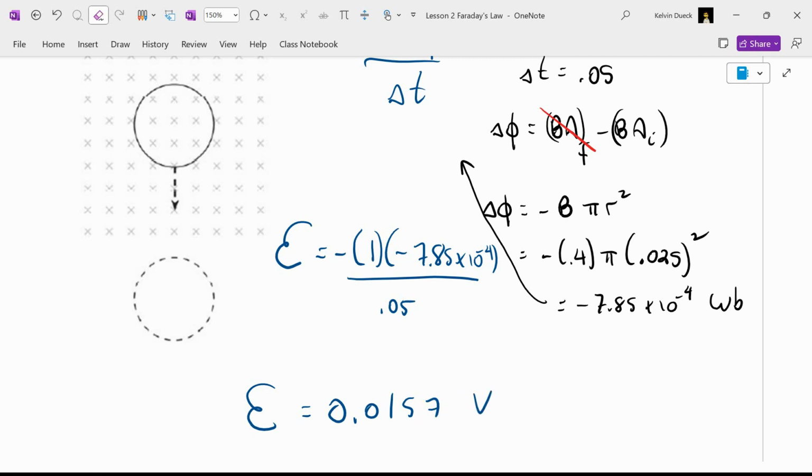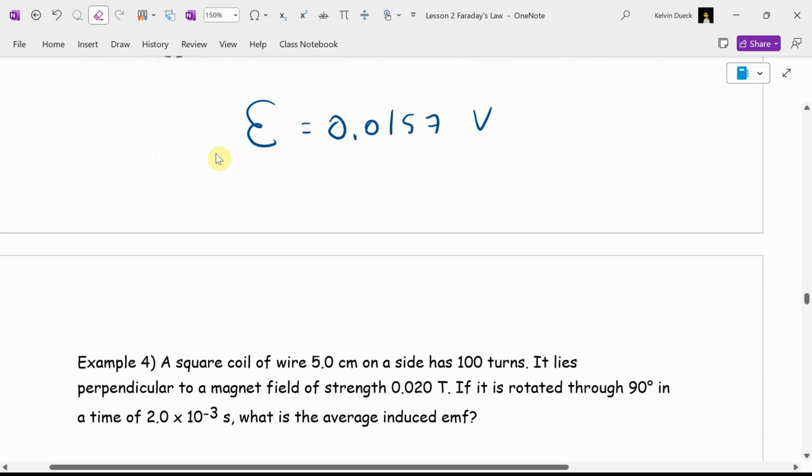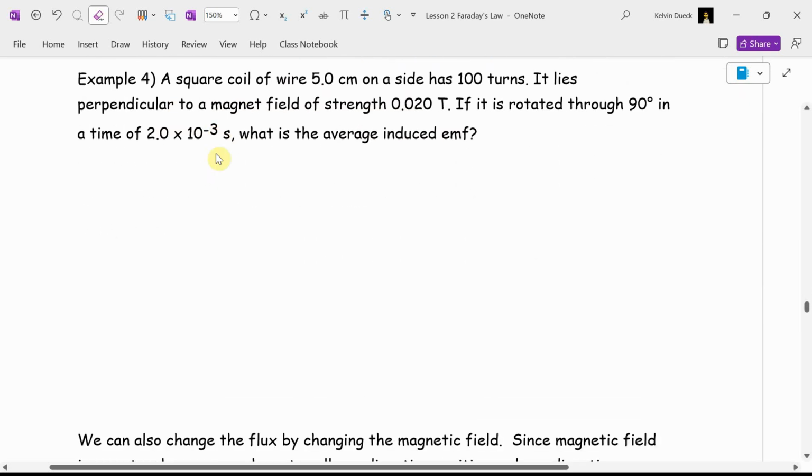Okay, you want more voltage? Add another wire, now you've doubled it. Add 1,000 wires, now you've multiplied it by 1,000. You can really control the voltage that you're creating with this method. So it gives us really complete control. I said I like this question. Actually, I really kind of like example four and five more.